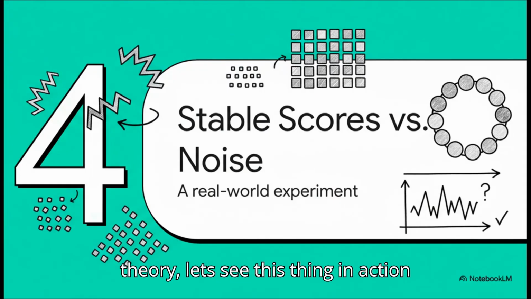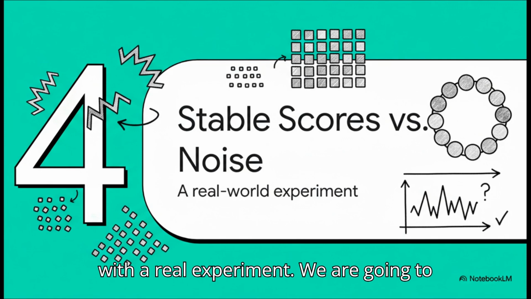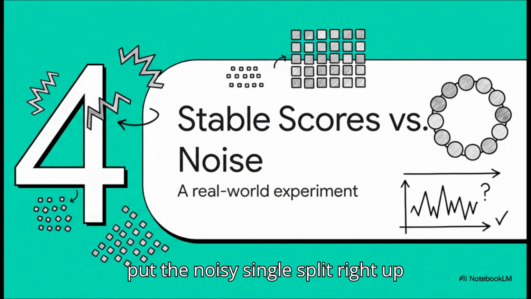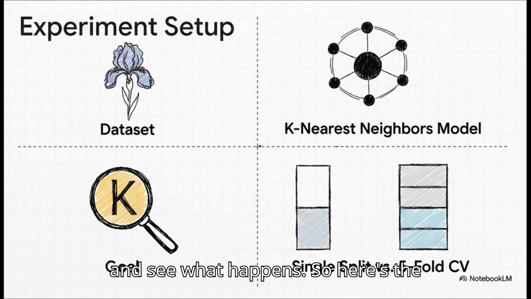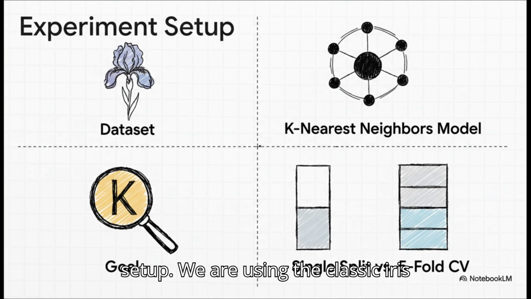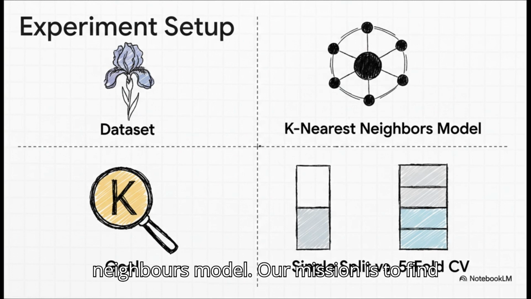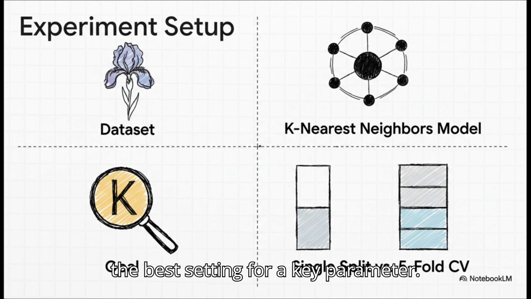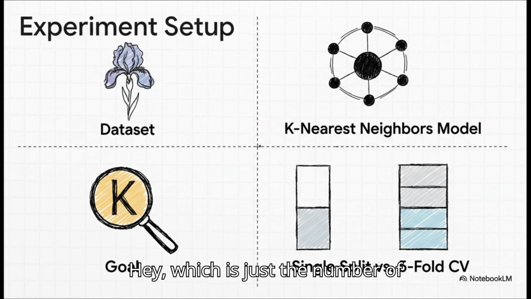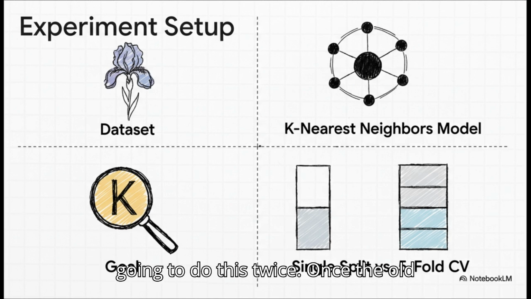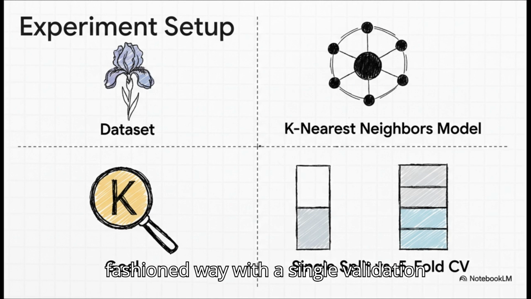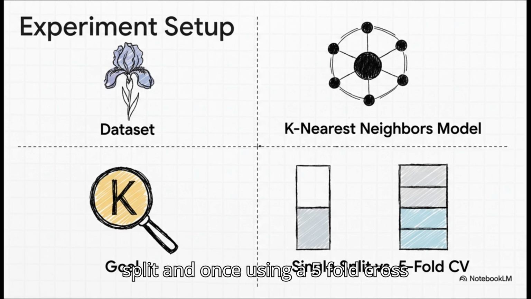Let's see this thing in action with a real experiment. We're going to put the noisy single split right up against the stable cross-validation score and see what happens. So here's the setup. We're using the classic iris flower dataset with a k nearest neighbors model. Our mission is to find the best setting for a key parameter, k, which is just the number of neighbors the model looks at. And we're going to do this twice. Once the old-fashioned way with a single validation split, and once using a 5-fold cross-validation.